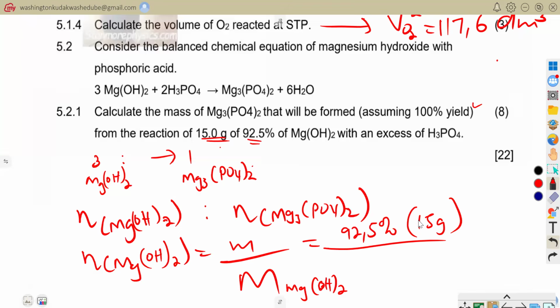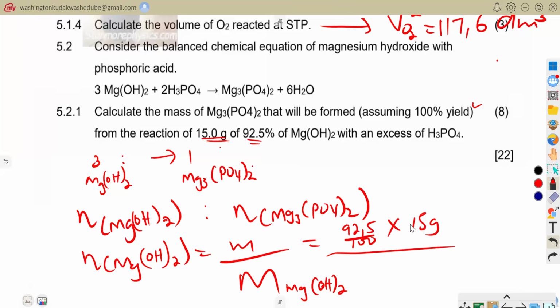That is the mass that is reacting. This is theoretical mass. And then the actual mass that is reacting is 92.5%. So we say 92.5% of 15 grams. How do we do that? We just get to say 92.5 over 100 times 15 grams, and then we find the mass that reacted.